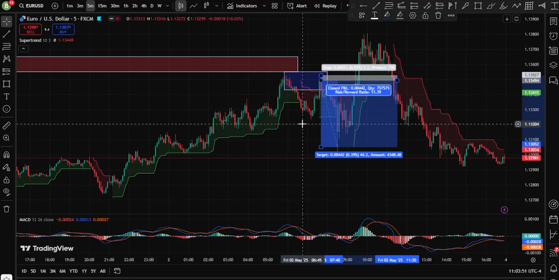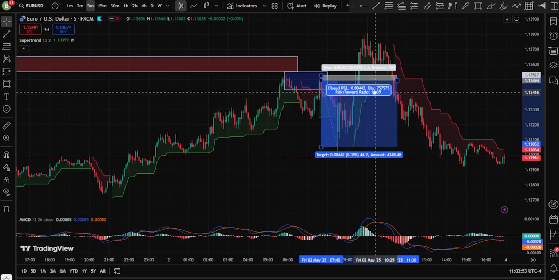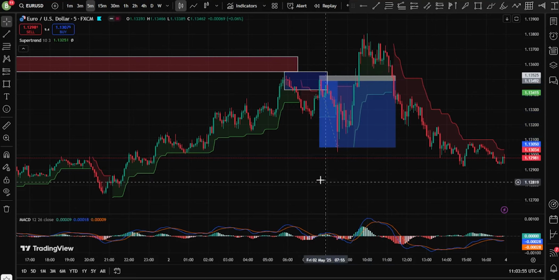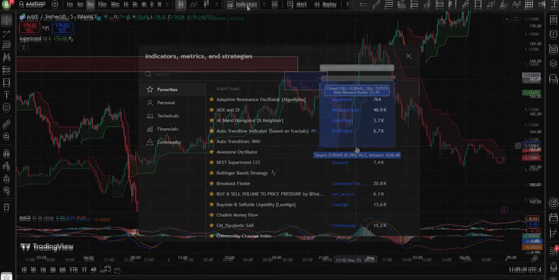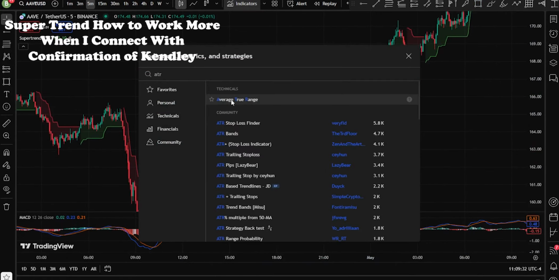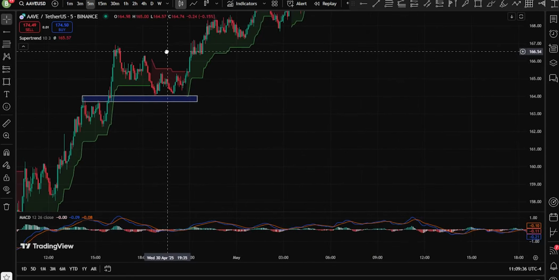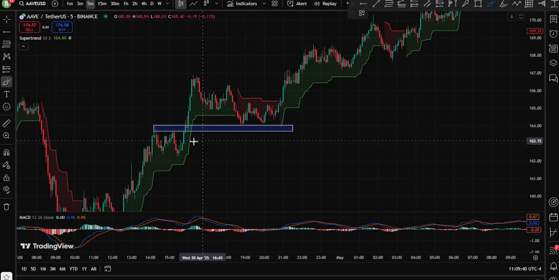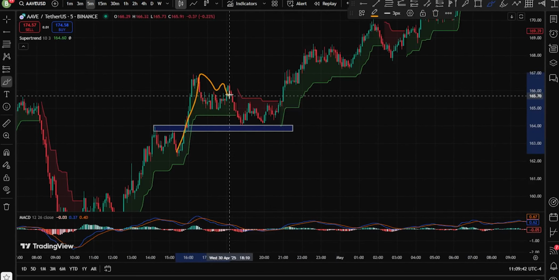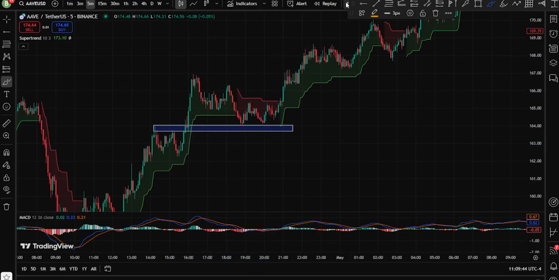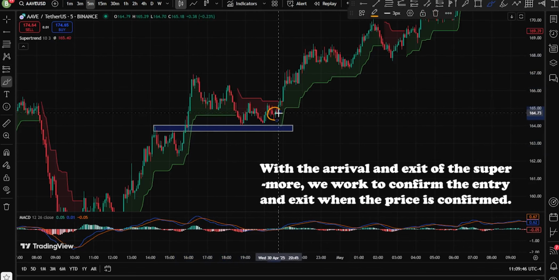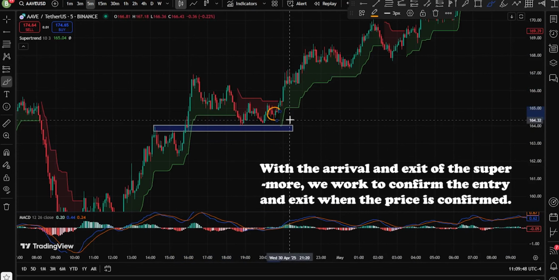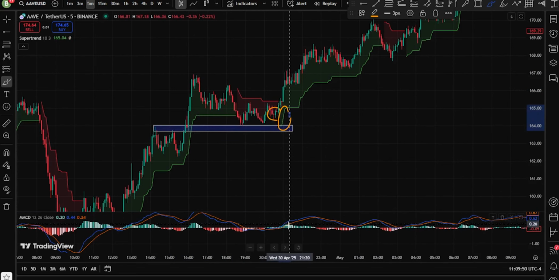How Super Trend works. The Super Trend Indicator is based on two dynamic values. 1. ATR period, typically set to 10 or 14 periods. This determines the number of periods used to calculate the average true range, which measures market volatility. 2. Multiplier, usually set to 3, this determines how closely the super trend line follows price action. A higher multiplier results in a wider band, making the indicator less sensitive to minor price fluctuations.